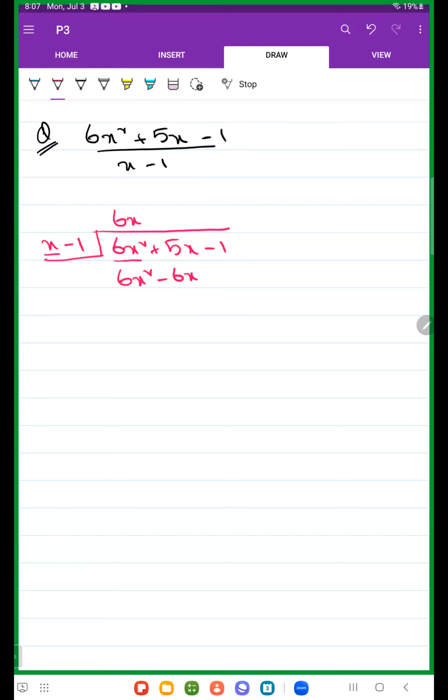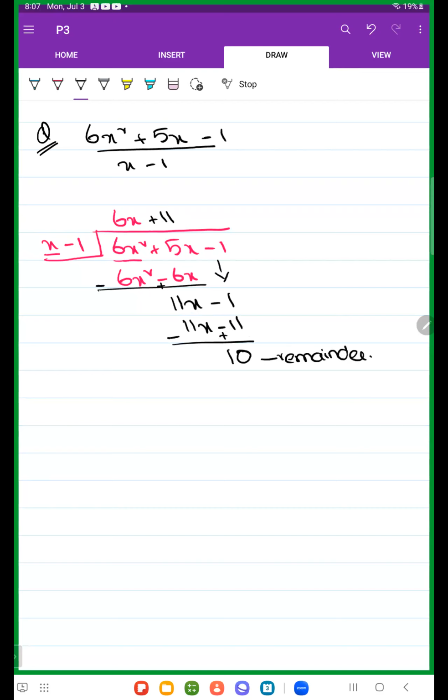Then I change the signs, yes? When I change the sign, 6x squared becomes subtracted. So 5 plus 6x is 11x. And I bring down the next term, 11x minus 1. 11x divided by x will give me plus 11. Then I multiply it. 11x minus 11, and you have 11 minus 11, so this will be 0, and 11 minus 1 is 10. So you should be getting 10 as your remainder.